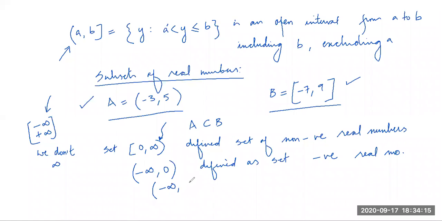Minus infinity, infinity. Students, never make the mistake of putting a square bracket with infinity. Never make the mistake, right? Okay. So minus infinity, infinity. Students, please tell me.